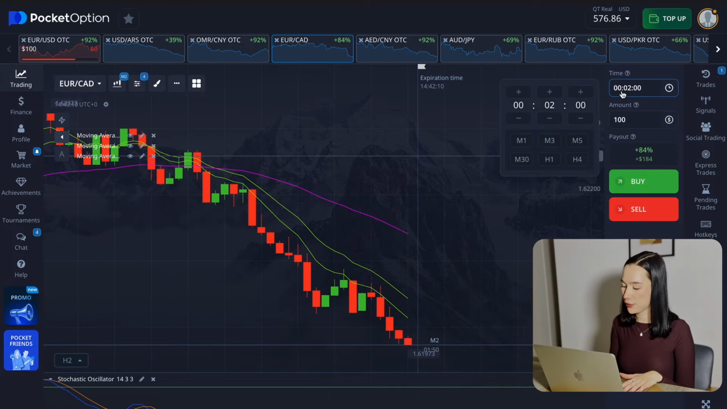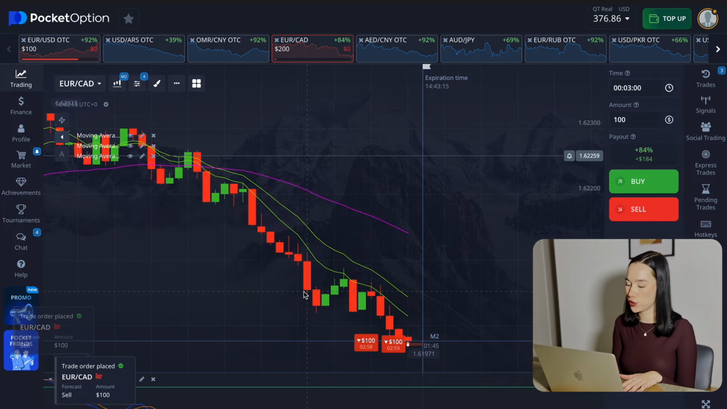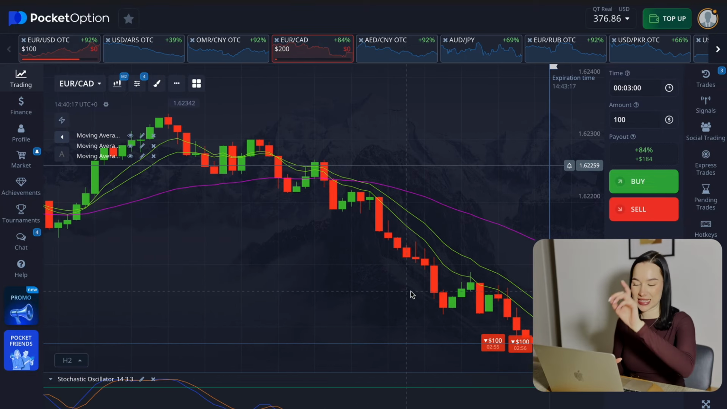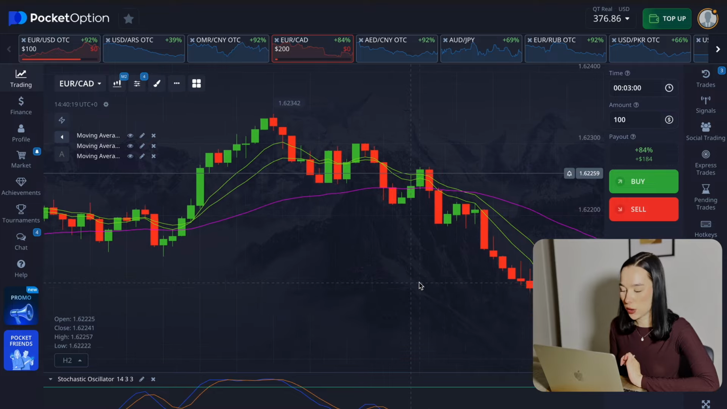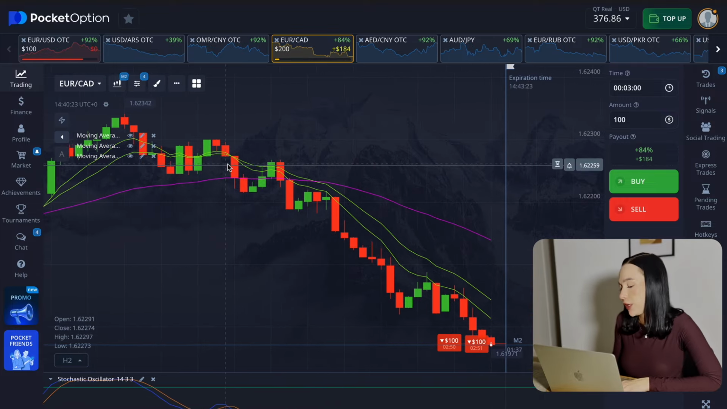So let's change the time of the expiration to 3 minutes, and we're going to open a trade here in the downward direction for 3 minutes, because that trade we're probably not going to close, maybe, I don't know. But here we can also see a pretty good situation.